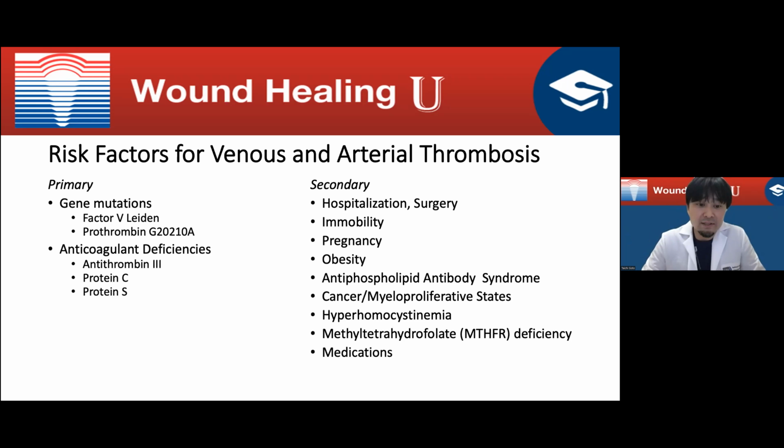On the other hand, for the secondary ones, some situations requiring rest or causing immobility are the risk factors, such as hospitalization or surgery, and some physical status like pregnancy or obesity. Some specific diseases are also risk factors, like antiphospholipid antibody syndrome and cancer. And also some medications are risk factors, and I'm going to introduce the details later.